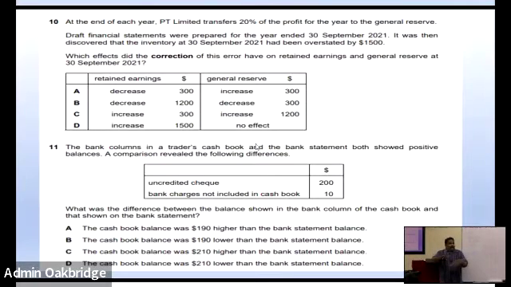Okay, the easiest way: uncredited cheque, where does it go? Bank statement or cash book? Bank statement. Correct? Uncredited cheque goes to the bank statement because in your cash book, you already recorded it. Only when the bank statement comes, it will show you that it is not yet recorded. Correct? So if the uncredited cheque is shown in your cash book, which is higher now? Cash book higher?